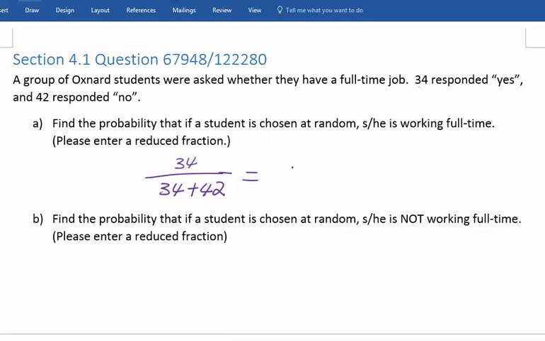And then from here, I have 34 over, let me see, you're welcome to use your graphing calculator, but I'm just going to simplify this by hand. So 17 over 38, that is the probability if a student is chosen at random and he or she is working full-time.